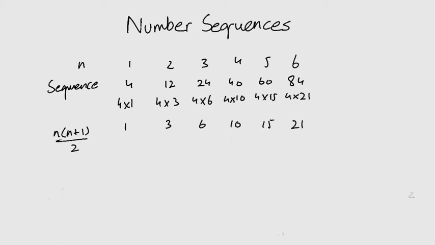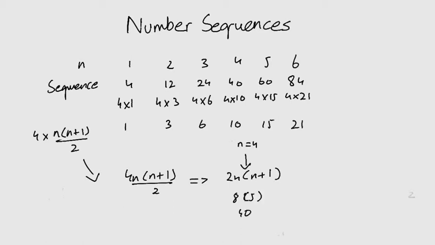Now notice that every time this sequence is multiplied by 4. So, to get the original sequence, what we have to do is that we multiply this sequence within a sequence by 4. And so, we get an expression 2n into n plus 1. Now let's check our expression. We put n is equal to 4 in this, and the answer comes out to be 40, that's correct. Let's check with another one. We put n is equal to 2, this gives us 12. So, we have a confirmation that this sequence expression is correct.